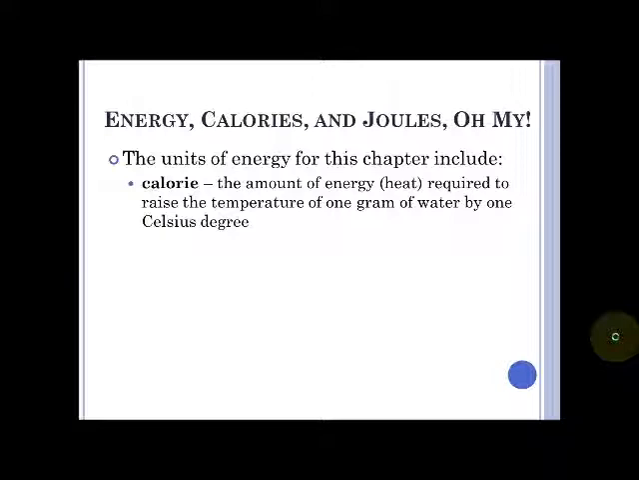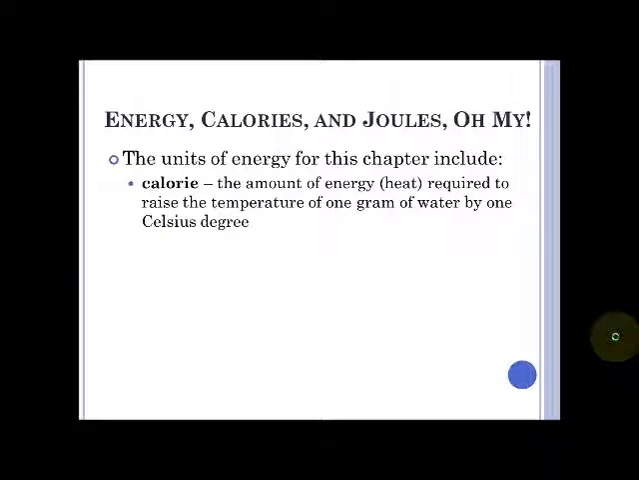Moving on in chapter 17. Next, we're going to talk about the units that we have for all of our energy this chapter. So the first one is a calorie, which you probably have heard of before, but this is not the food calorie, okay? A calorie is the amount of energy or heat required to raise the temperature of 1 gram of water by 1 degree Celsius.